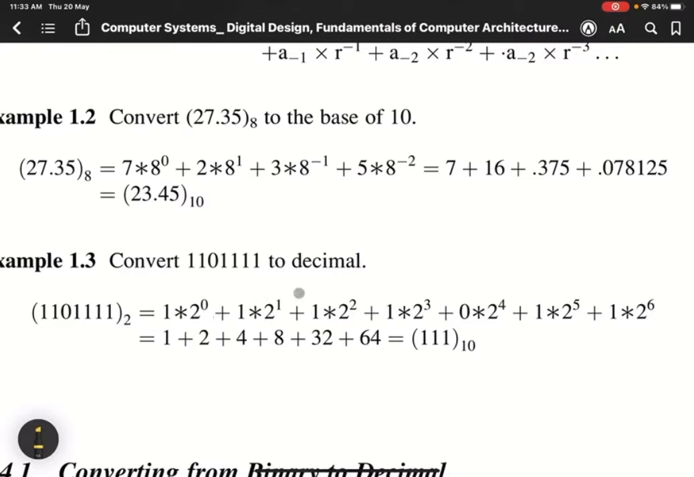Equivalent niya sa decimal daw. So we will have to line them up according to their position, no? So 1 times 2 to the 0 power, ito yon. Next, we have the 1. Sorry, pabalik tayo, no? Pabalik.